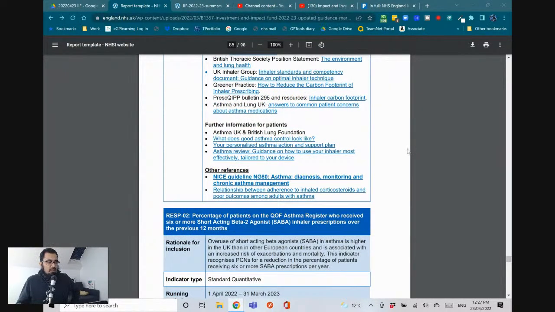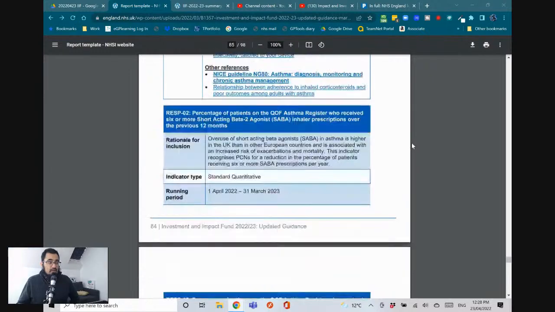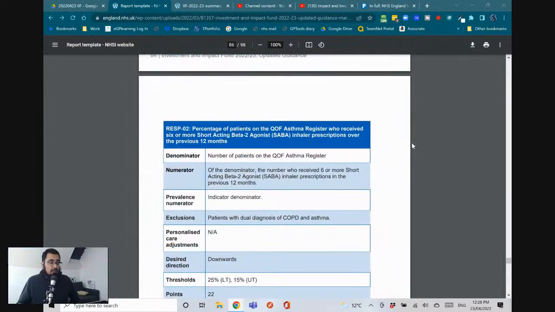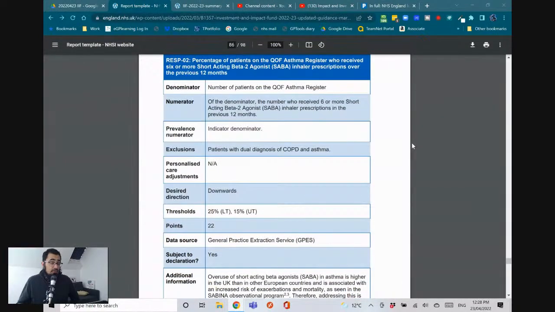But then the second one is percentage of patients on asthma register who received 6 or more short-acting beta agonist inhalers over the previous 12 months. Again, standard quantitative over this financial year. And it's a downward trend because they want to reduce this. They want to have patients use less inhaled short-acting beta agonists, so less salbutamol, basically.